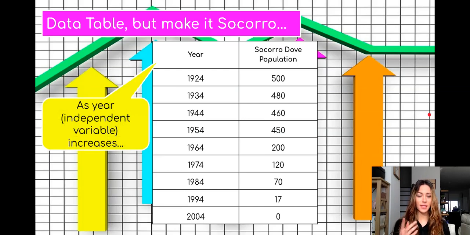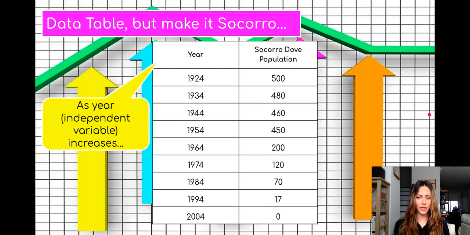This tells me that the year is, of course, my independent variable. I also can think that the Socorro Dove population changes based on the year. The year does not change based on the Socorro Dove population. That confirms that year is my independent variable. So we can see that my year starts at 1924 and ends at 2004.